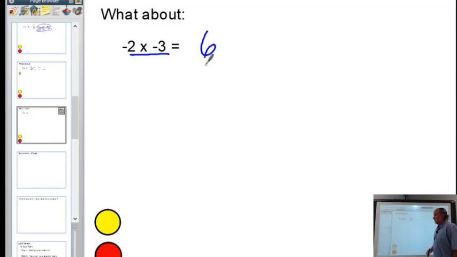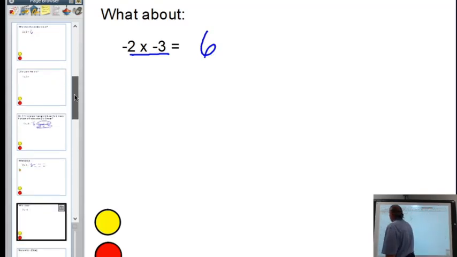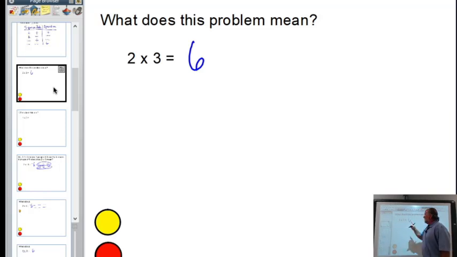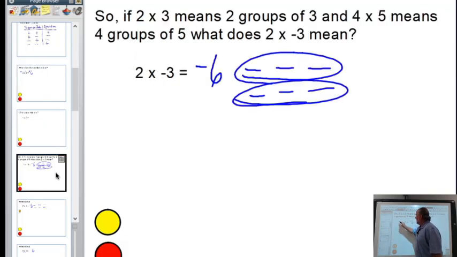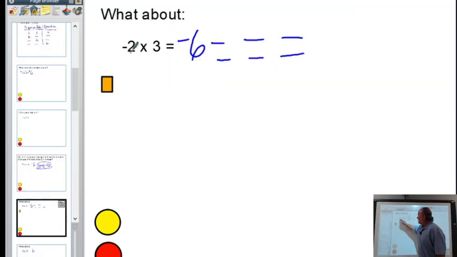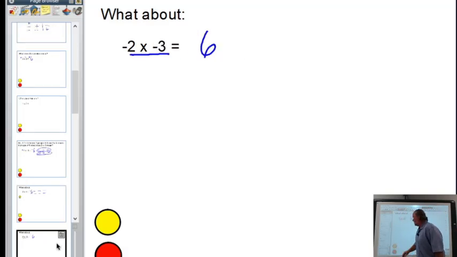Okay, so if we were to go back and look at this: positive 2 times positive 3 gave me a positive 6. Positive 2 times negative 3 gave me a negative 6. Negative 2 times positive 3 also gave me a negative 6. And negative 2 times negative 3 gave me a positive 6.